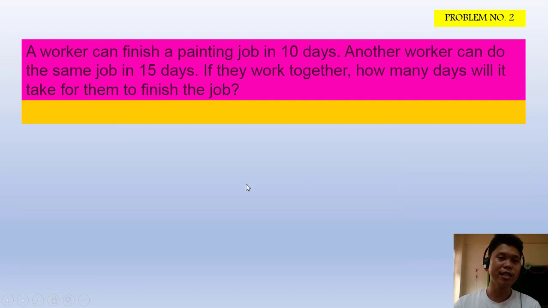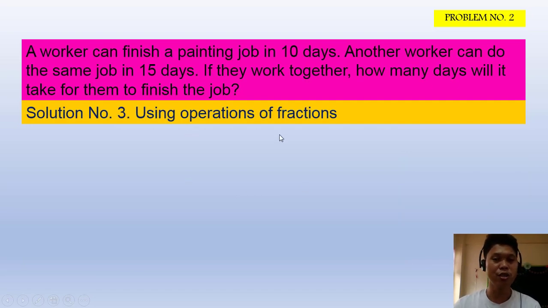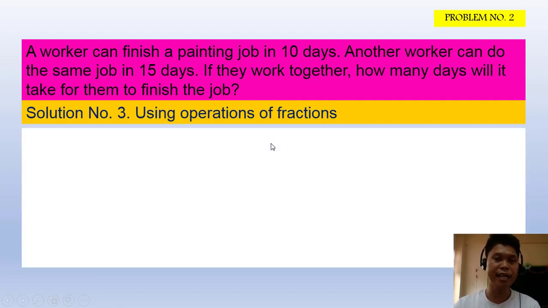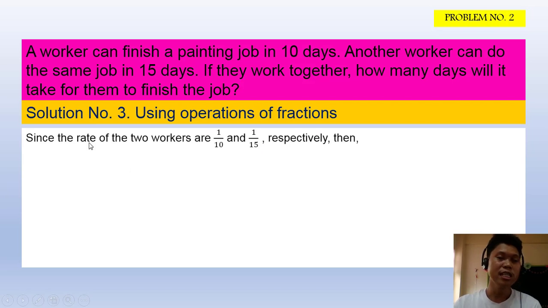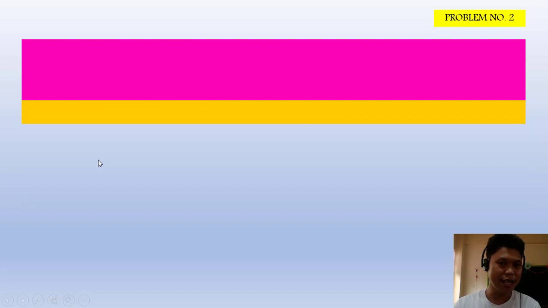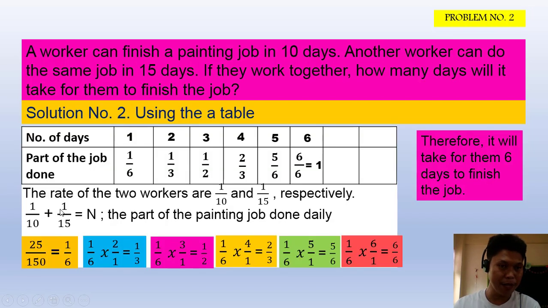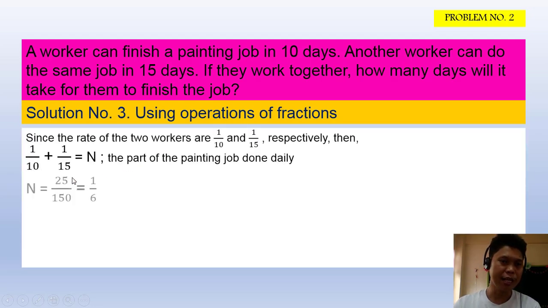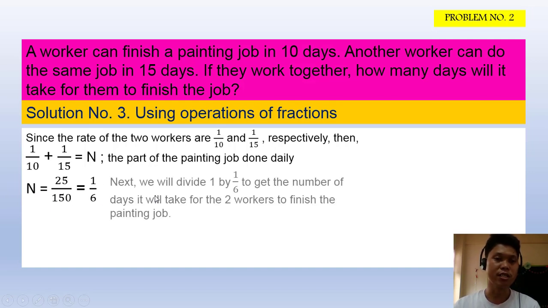Another solution is the last solution. We are using operations of fractions. Pwede nang gamitan natin ang operation of fractions. Since ang rate nga is 1/10 and 1/15, then 1/10 plus 1/15 is equal to n. At alam natin kanina sa previous na kapag 1/10 plus 1/15 is equal to 1/6. Pero anyway, pakita pa rin natin. So, magiging 1/6 yan. So, n is equal to 25 over 150 or is equal to 1/6.